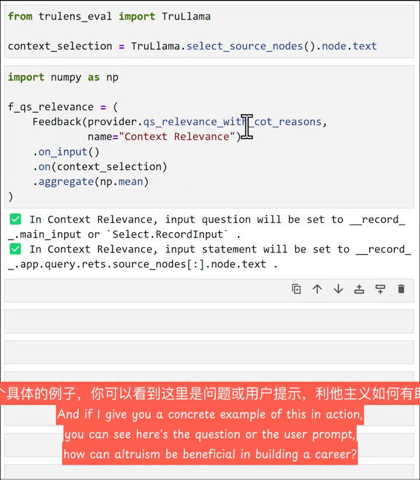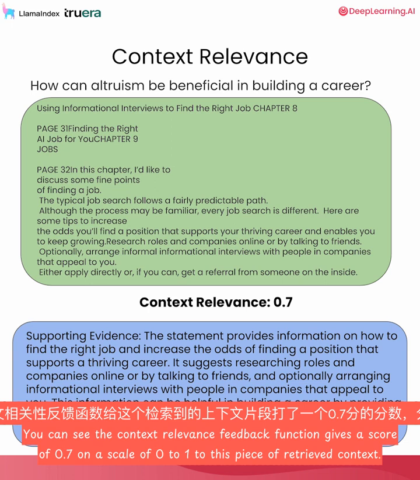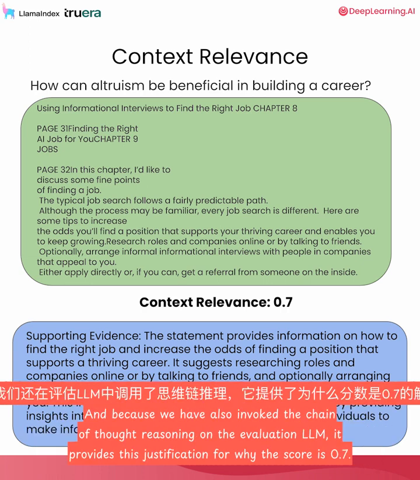And if I give you a concrete example of this in action, you can see here's the question or the user prompt: how can altruism be beneficial in building a career? This is an example of a retrieved piece of context that takes out a chunk from Andrew's article on this topic. You can see the context relevance feedback function gives a score of 0.7 on a scale of 0 to 1 to this piece of retrieved context. And because we have also invoked the chain of thought reasoning on the evaluation LLM, it provides this justification for why the score is 0.7.